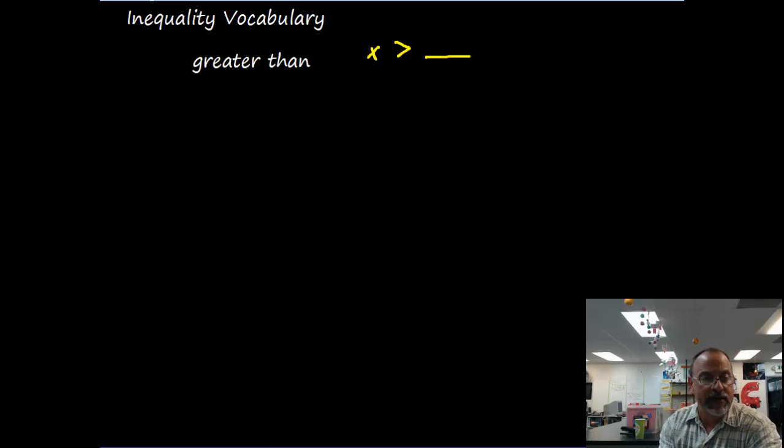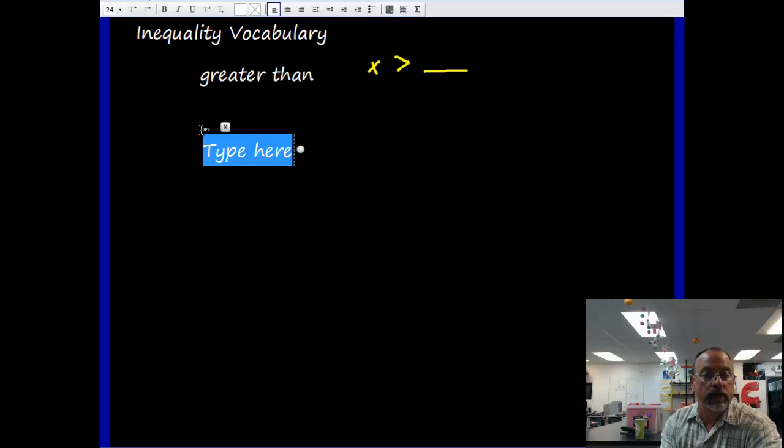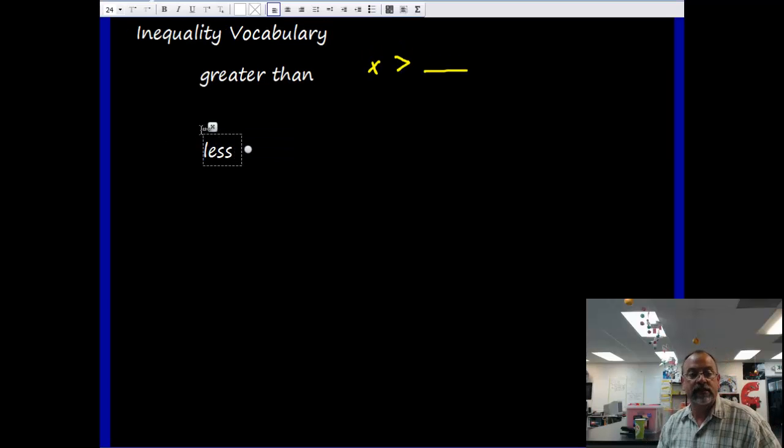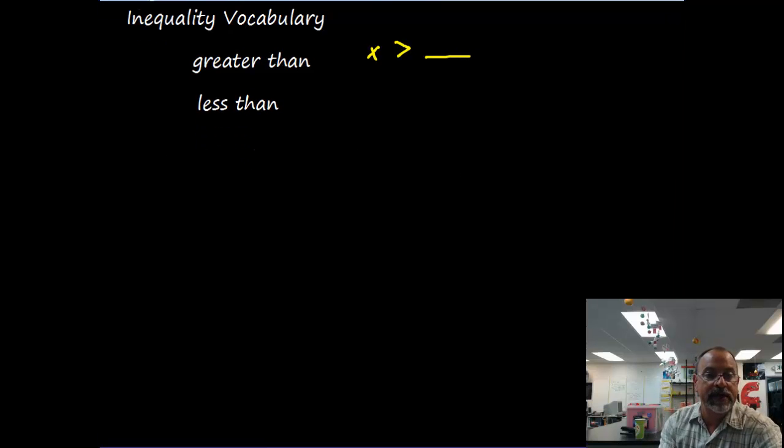Okay? Another phrase you might see in a word problem is the phrase less than. And again, less than, that's pretty easy. Everybody kind of knows what less than means. You have something that's less than, and then you have something else over here.